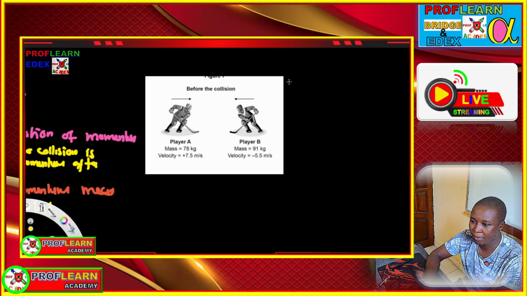For instance, we have player A of mass 78 moving at a velocity of 7.5 meters per second.